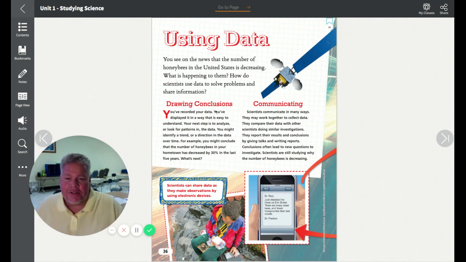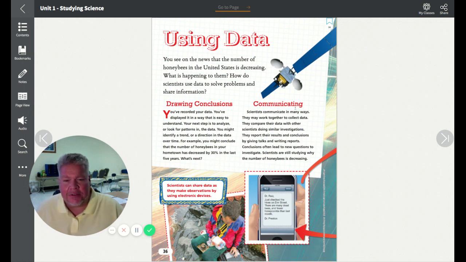Drawing conclusions. You've recorded your data. You've displayed it in a way that's easy to understand. Your next step is to analyze or look for patterns in the data. You might identify a trend or a direction in the data over time. For example, you might conclude that the number of honeybees in your hometown has decreased by 30% in the last 5 years. What's next? Well, once you find out that and you find some data, you've got to communicate it.